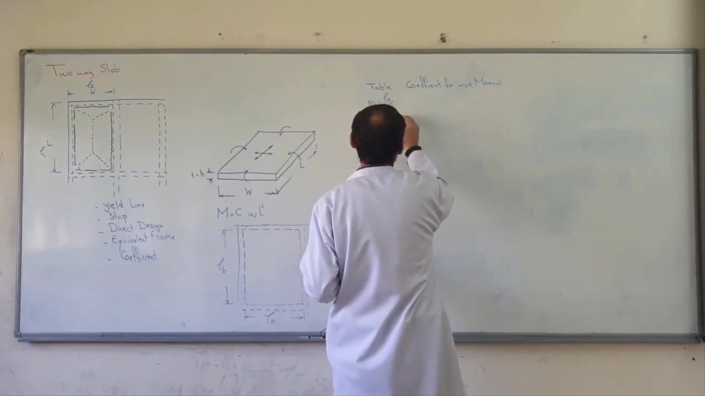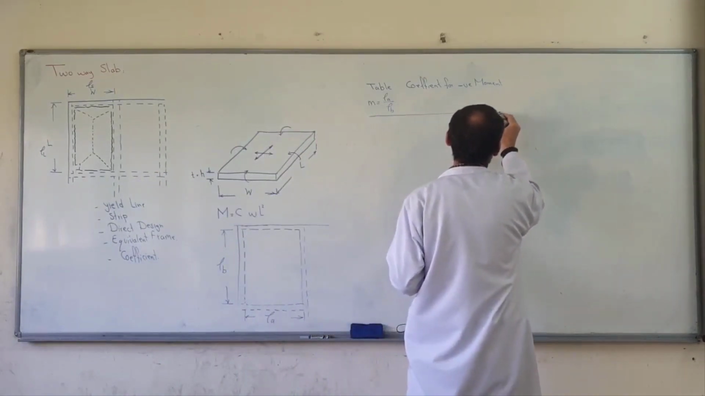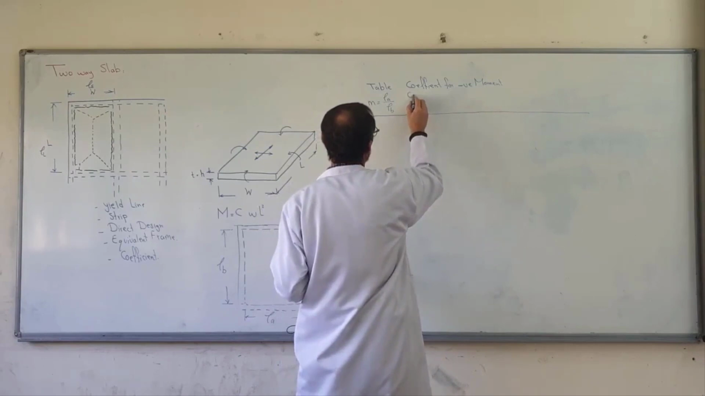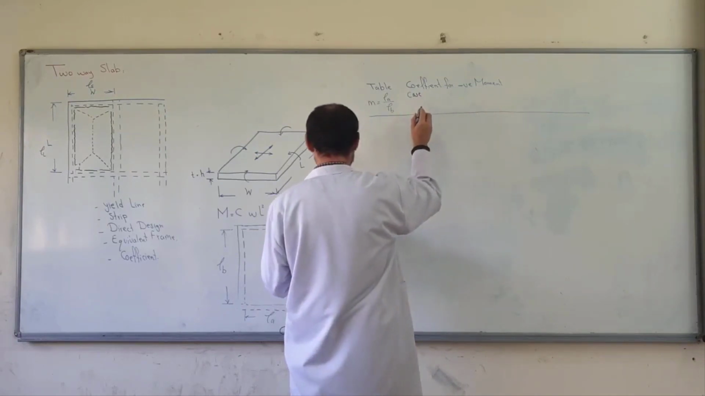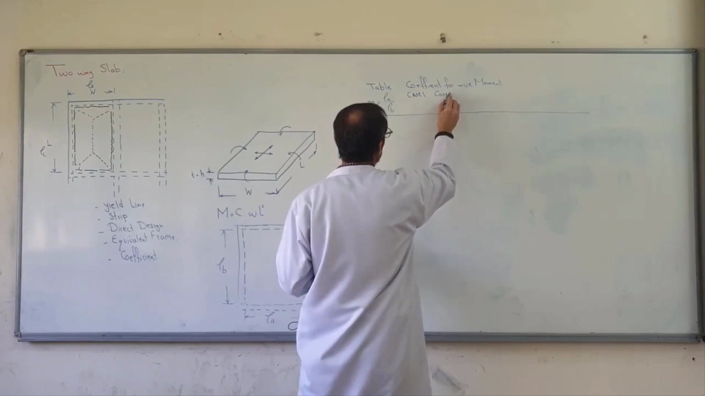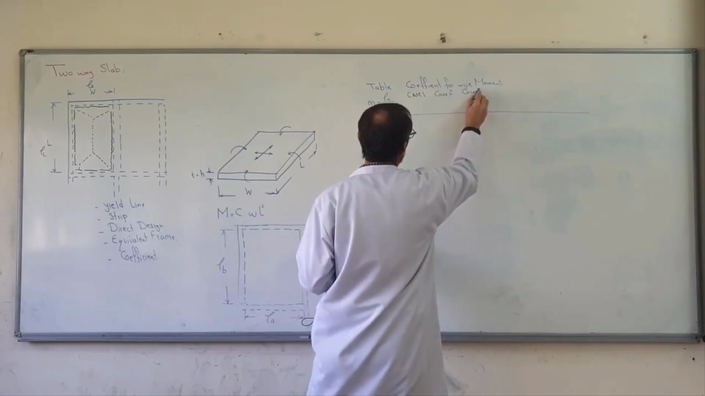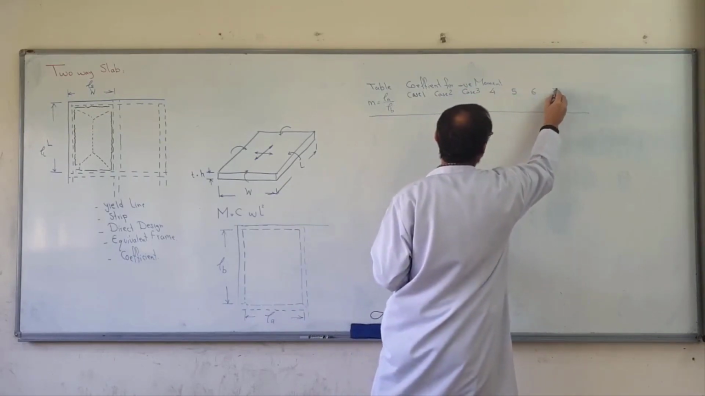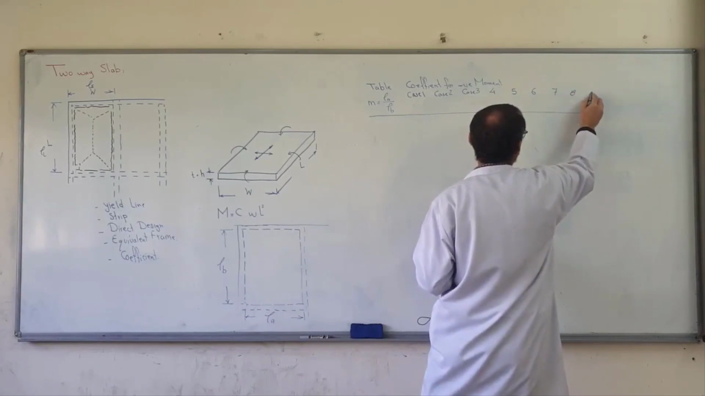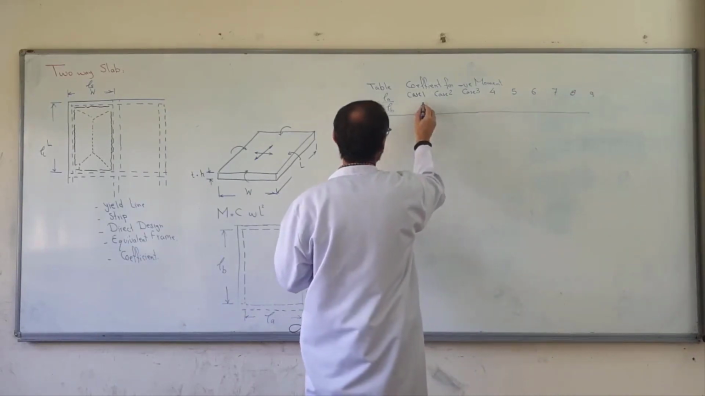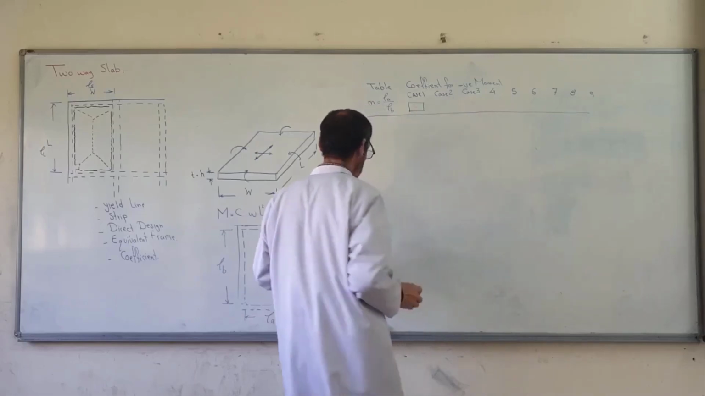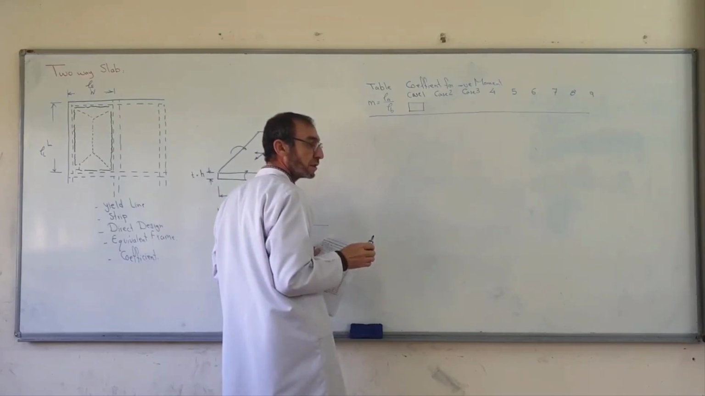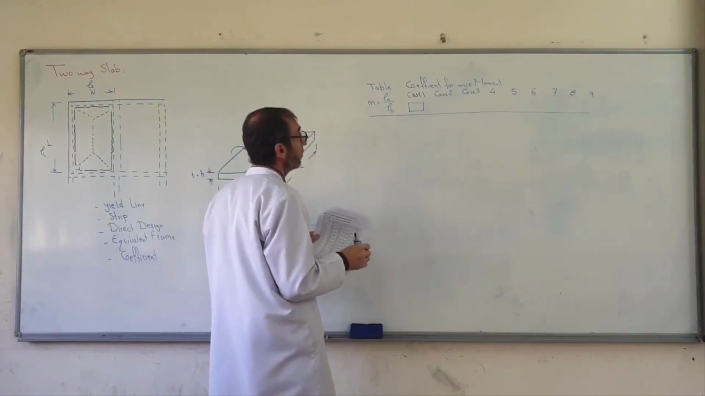We have different support cases. We have case 1, or case 2, or case 3, or 4, or 5, or case 6, or case 7, or case 8, or case 9. Case 1 is simply supported on 4 sides.